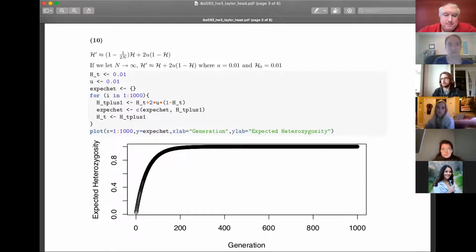Okay. So we have this formula when there's mutation and drift. We have this formula for heterozygosity after 1 generation of random mating. But here we're assuming it's an infinite population, so I just let n go to infinity. So this term basically goes to 0, and we just have heterozygosity at the current generation left. And then I plugged in mutation rate u equal to 0.01 and current heterozygosity of 0.01. And this is the plot we get.